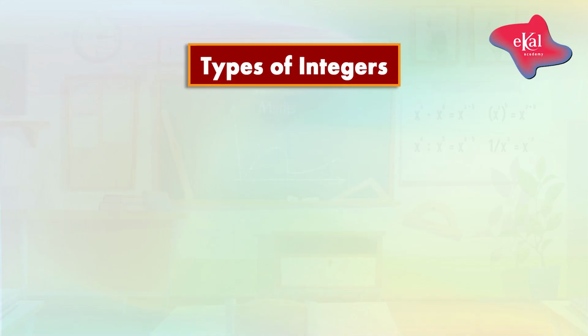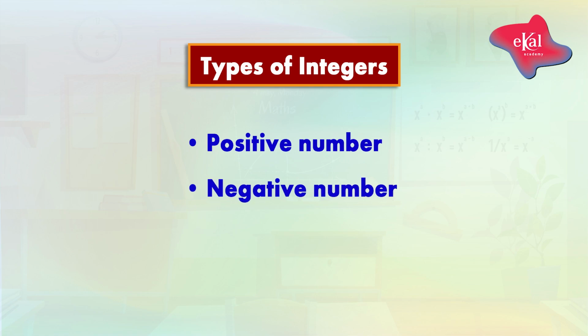Before we begin with the representation of integers on number line, let us revise what we learned in the previous module: types of integers. This is all what we need to know today. Types of integers are, if you can remember, positive numbers, negative numbers and 0. To conclude, let us say integers are comprised of positive numbers, negative numbers and 0.